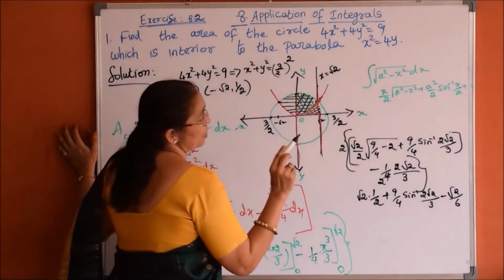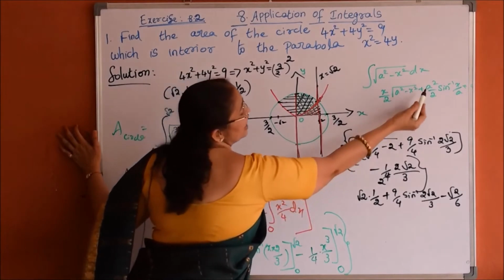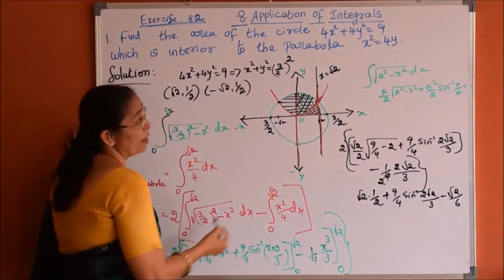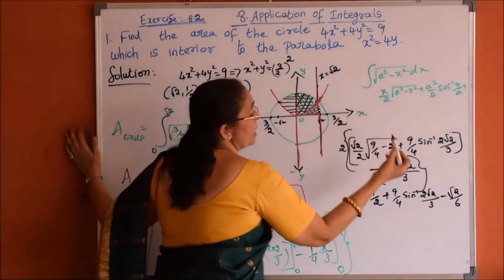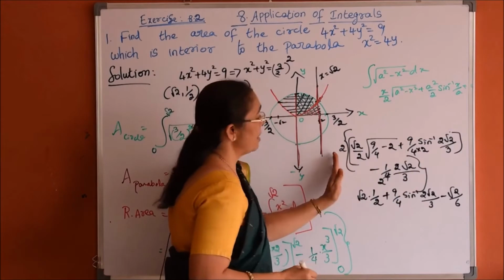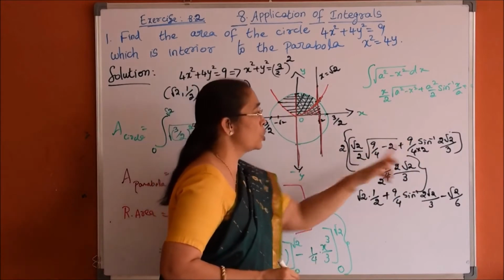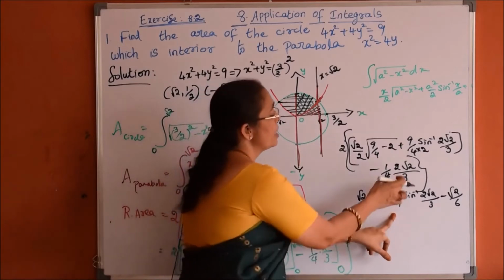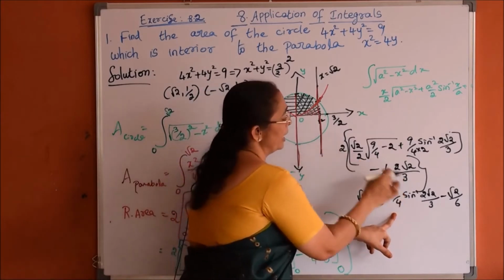One calculation mistake here. In the formula it is a square by 2. So, a square is nothing but 9 by 4 divided by 2. So, here 9 by 4 into 2 will come. That is why, when we bring this 2 inside, these 2 will get cancelled, and we get only 9 by 4 sine inverse 2 root 2 by 3, and for this term we have to bring 2 inside.